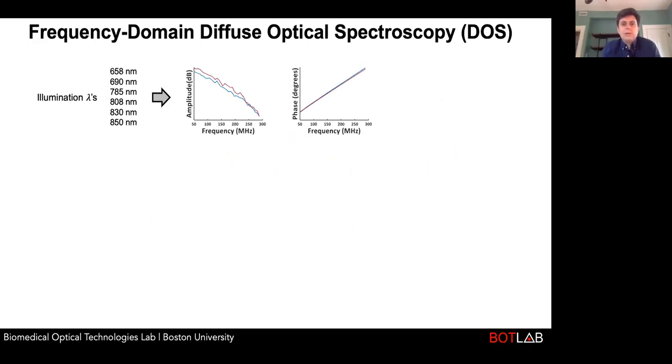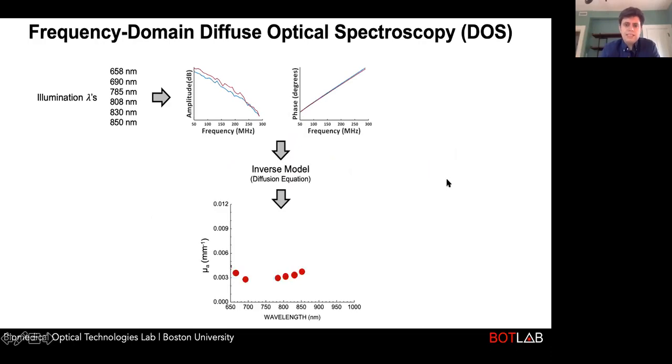So how does frequency domain DOS work? Well, we start with a bank of laser diodes. Here's an example of a set of laser diodes we use. And we intensity modulate them, as I mentioned, and we look at the frequency response of the tissue, the optical frequency response. So we build up this Bode plot of sorts, where you can see a decay with frequency, and we're using frequencies in the megahertz, and an increase in phase shift at higher frequencies.